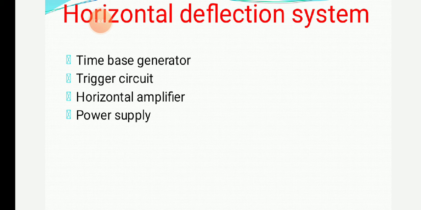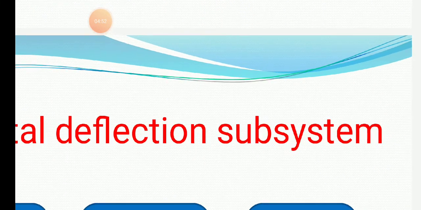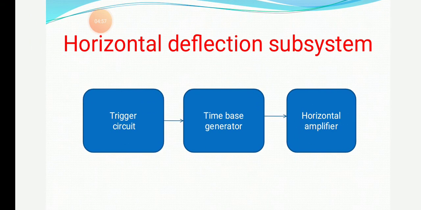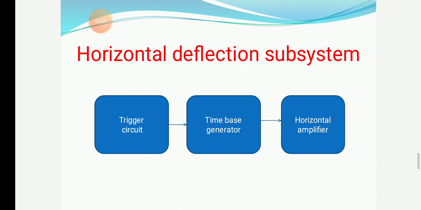Next we'll move on to the horizontal deflection subsystem diagram. This is the diagrammatic representation of the horizontal deflection subsystem. Already you know it consists of three main parts: time base generator, trigger circuit, horizontal amplifier, and also power supply. First we'll discuss the time base generator.